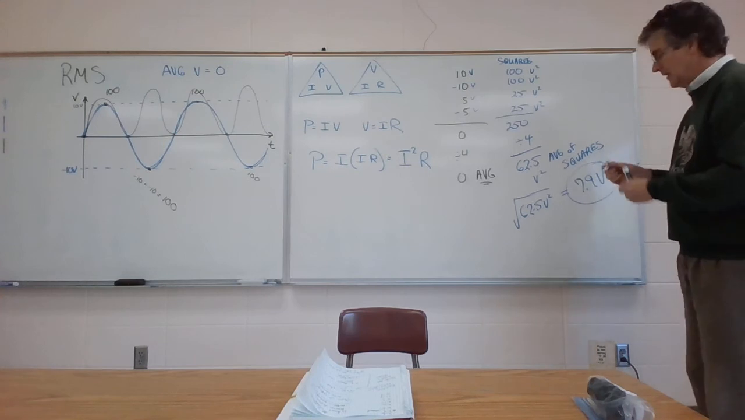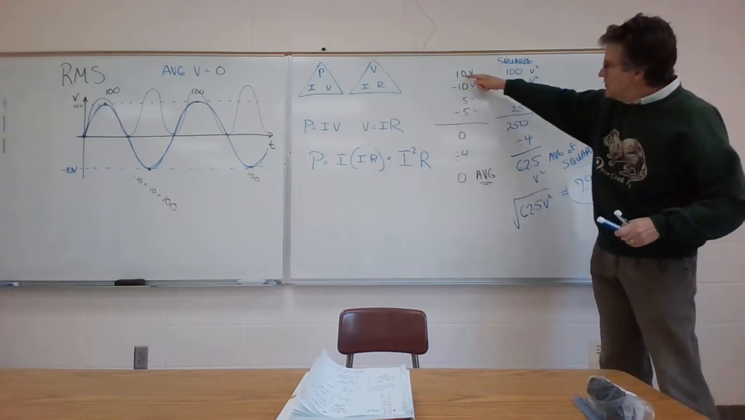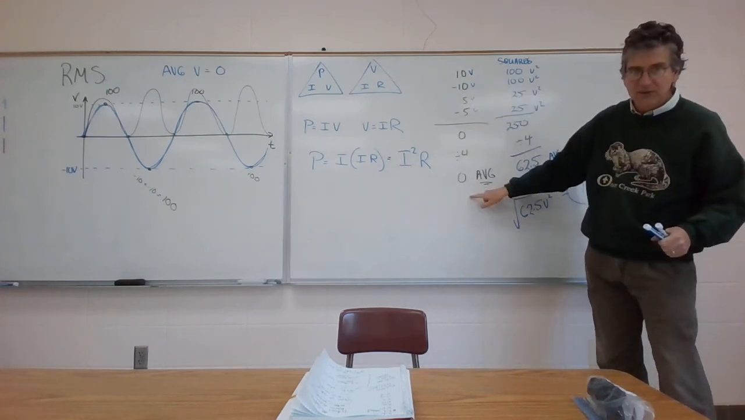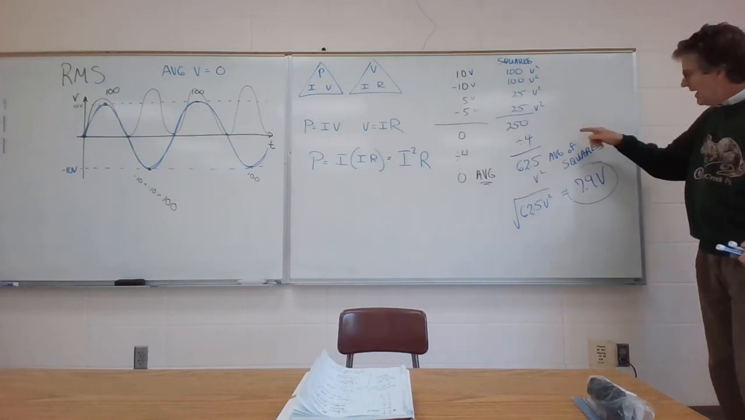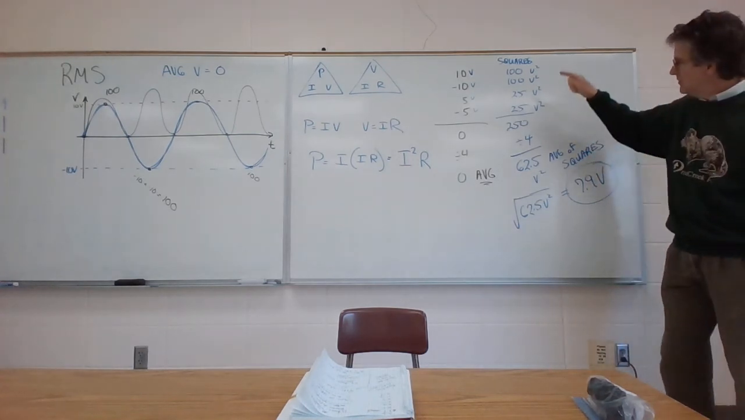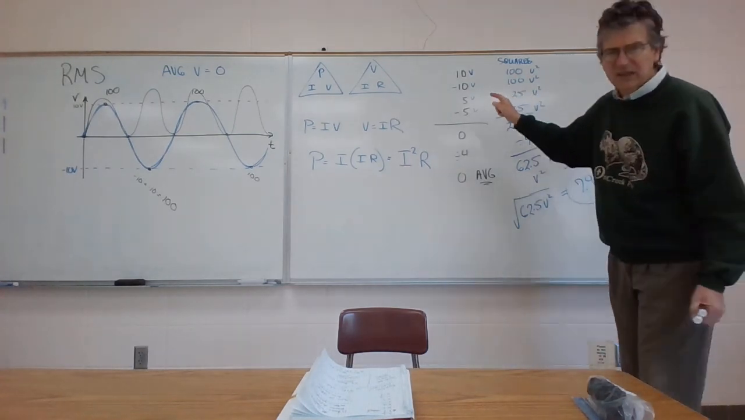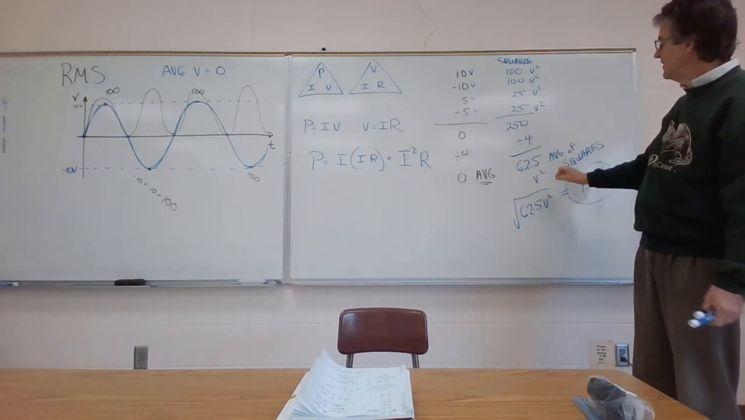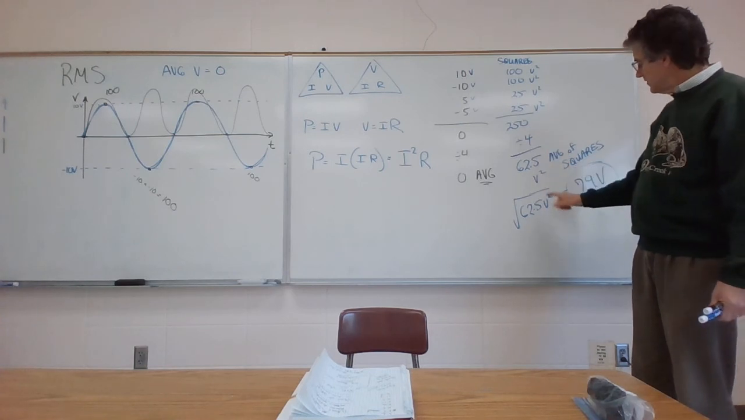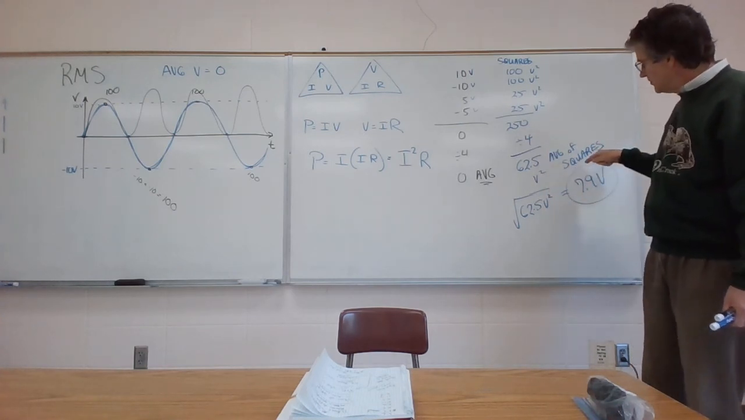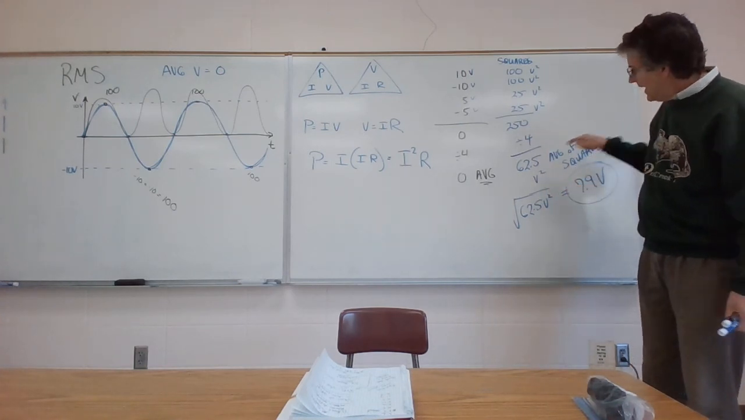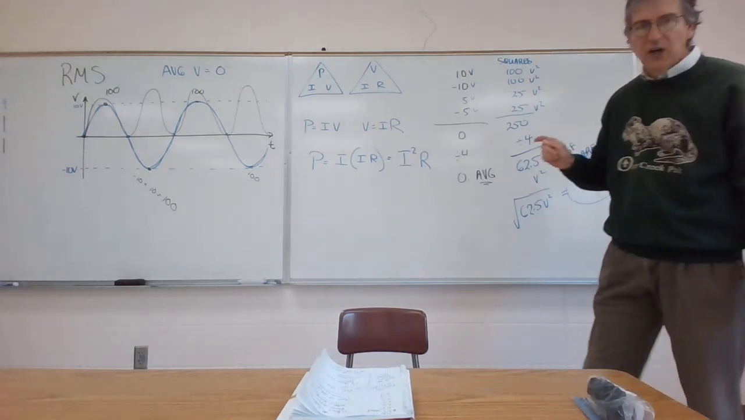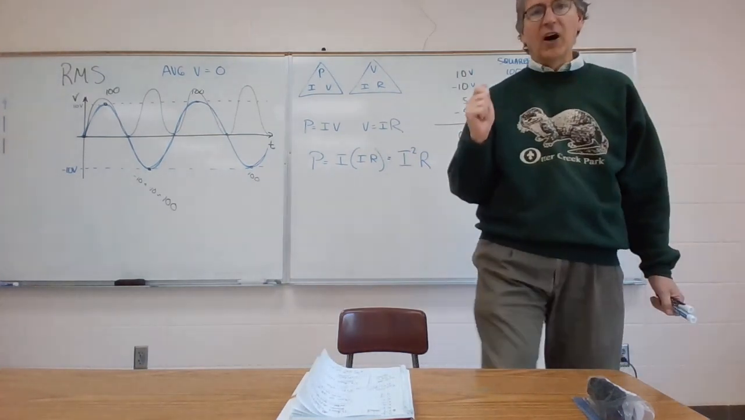So the average of these 4 numbers is 0, but if you take the values, square them, average the squares, and then take the square root, that is the root of the mean of the squares, or RMS. That's an RMS value.